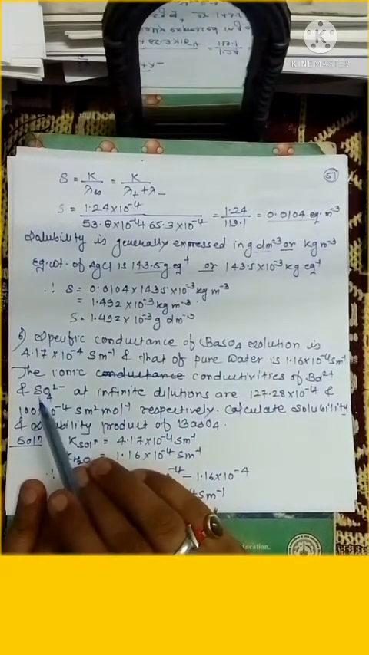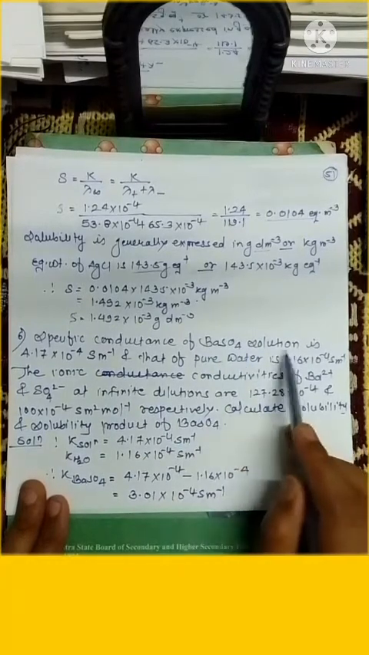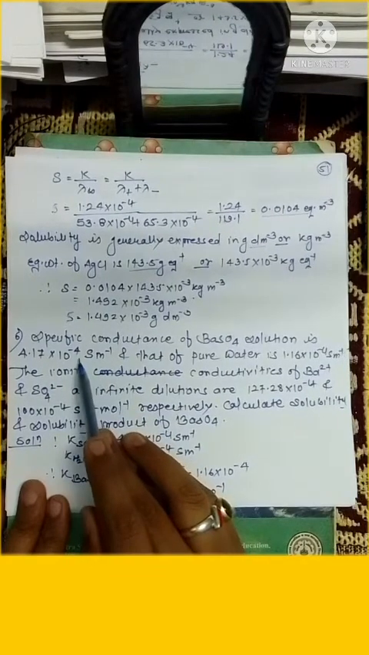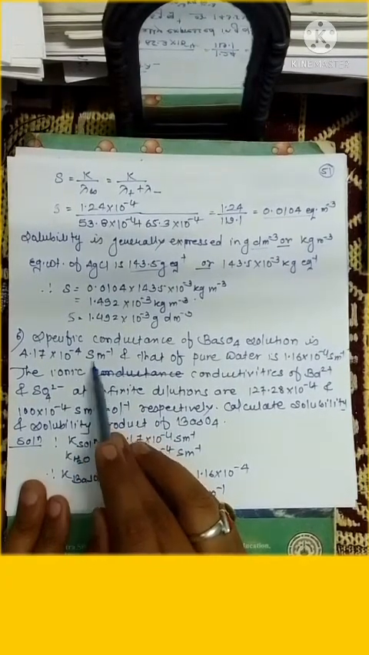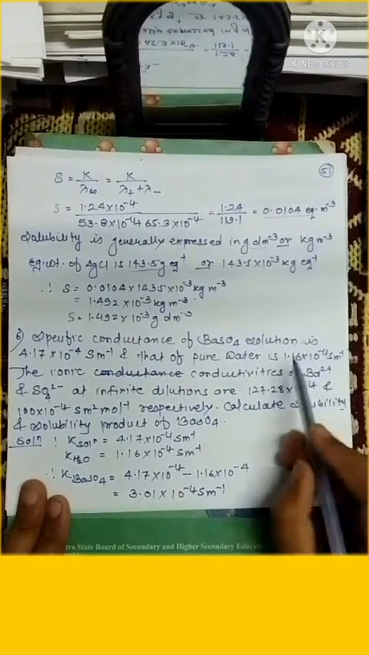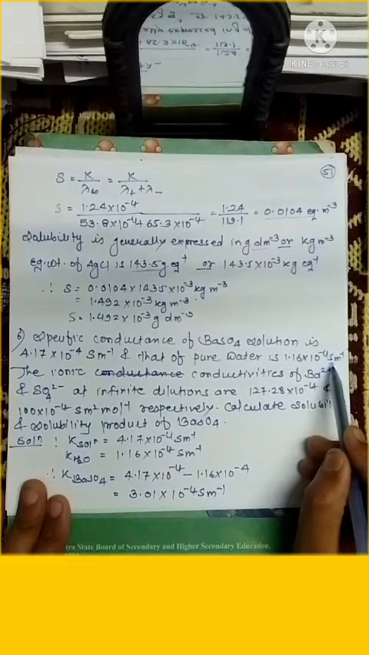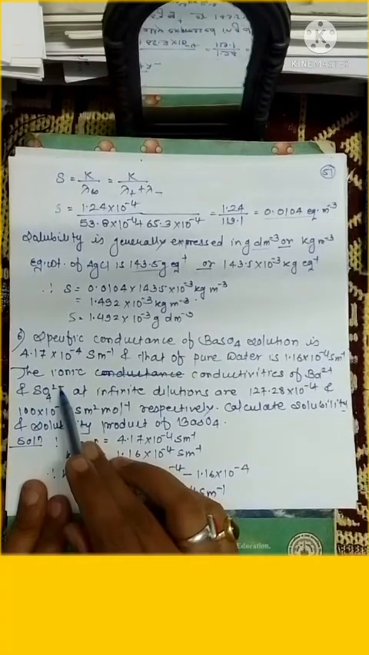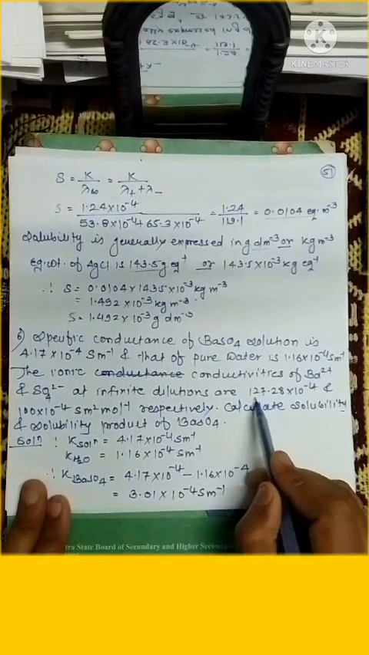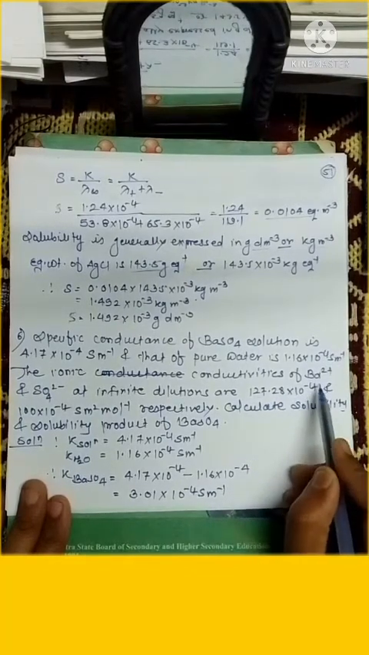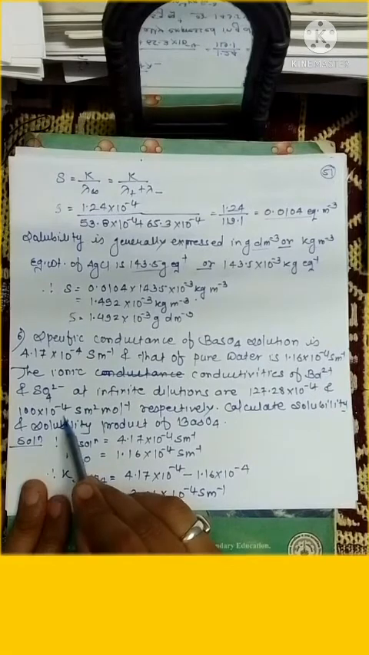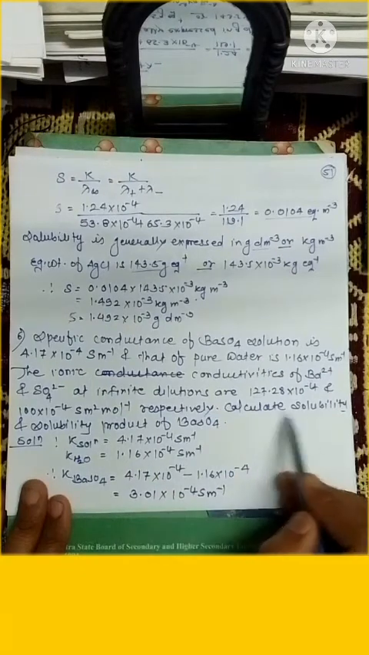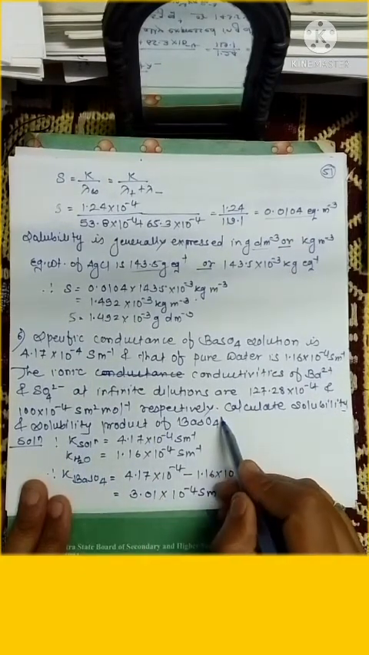Now we are going to solve the next numerical. Specific conductance of barium sulfate solution is 4.17 multiplied by 10 raised to the power minus 4 Siemens per meter, and that of pure water is 1.16 multiplied by 10 raised to the power minus 4 Siemens per meter. The ionic conductivities of barium 2 plus and sulfate 2 minus at infinite dilution are 127.28 multiplied by 10 raised to the power minus 4 and 100 multiplied by 10 raised to the power minus 4 Siemens meter square per mole respectively. Calculate solubility and solubility product of barium sulfate.